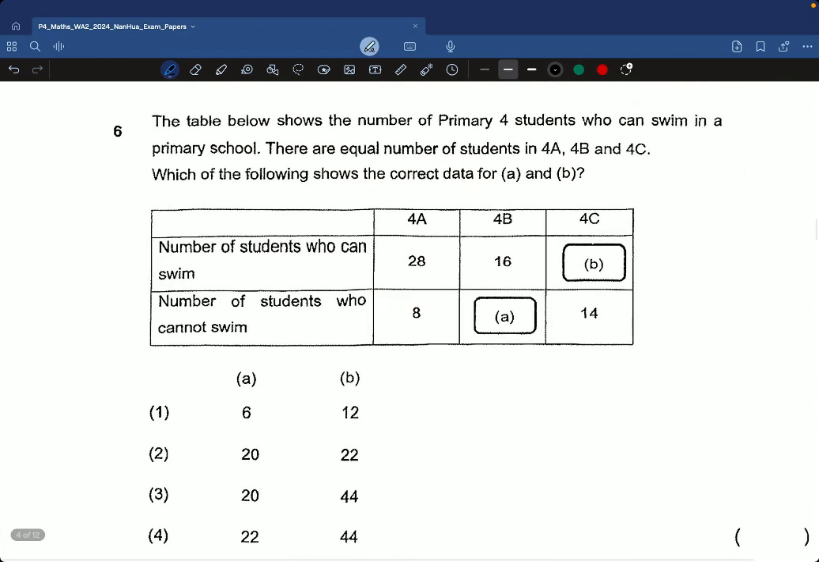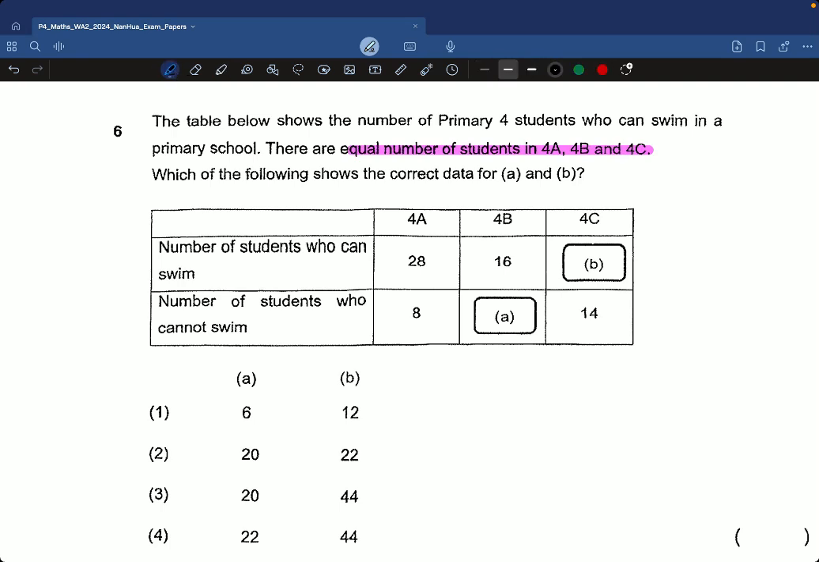Question 6. The table below shows the number of primary 4 students who can swim in a primary school. Sad life, I'm not very good at swimming. There are equal numbers of students in 4A, 4B, and 4C. Which of the following shows the correct data for A and B? So we have people who can swim and people who cannot swim. And one thing to know is that there are equal numbers of students in all of the classes.